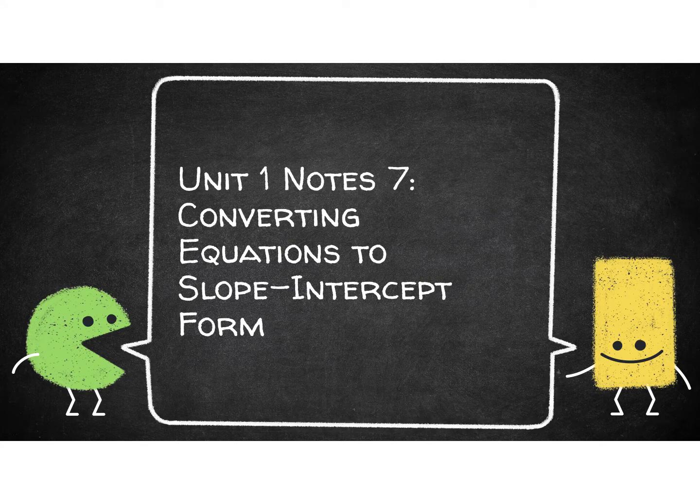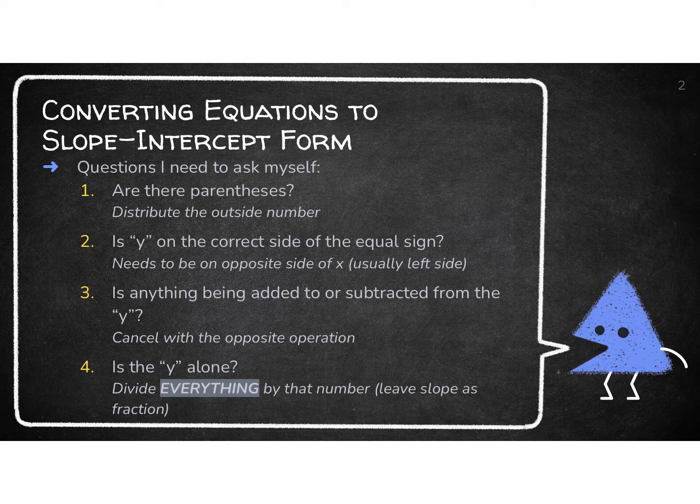So we're going to go ahead and look at Unit 1, Note 7. We are going to convert equations into slope-intercept form. There are a couple different forms for equations that you could be given, but the one that we really like things to be in is slope-intercept form, which we stated in the last video is y equals mx plus b. So here are the questions we have to ask ourselves.